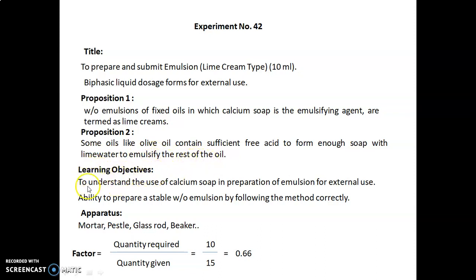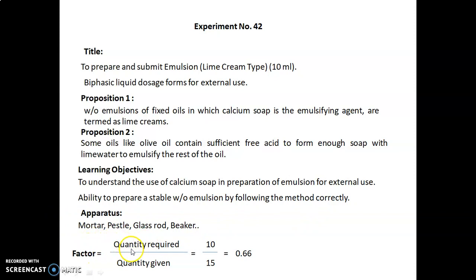Learning objectives are to understand the use of calcium soap in preparation of emulsion for external use and the ability to prepare a stable W/O, water in oil, emulsion, where water is the internal phase and oil acts as the external phase, by following the method correctly. Apparatus required are mortar, pestle, glass rod, beaker.